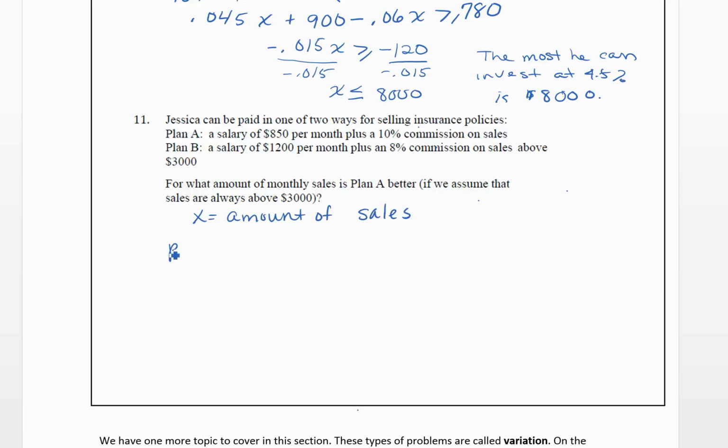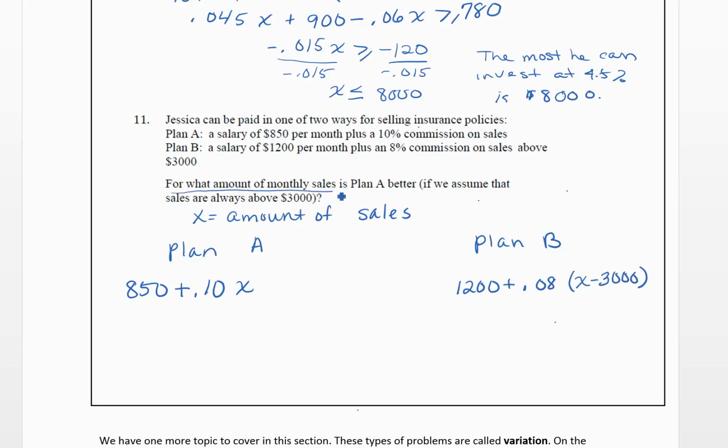So let's write out Plan A, and we'll write out Plan B. So Plan A is $850 per month plus 10%, so 0.10 on her sales. Plan B is $1,200 a month plus 8%. Now, this is on sales above $3,000. So it would be her sales minus the first $3,000. Now, we want to know for what amount of sales is Plan A better. Well, better means we're making more. So we want to know when is this greater than this.